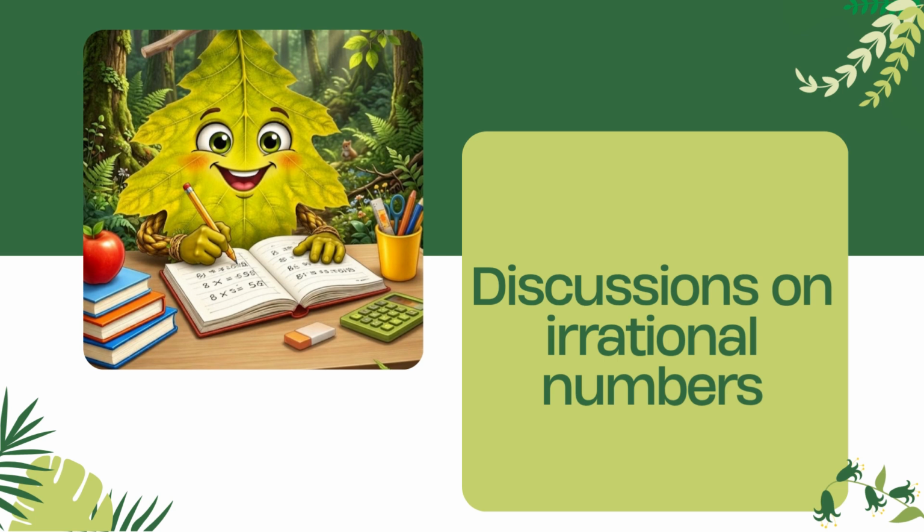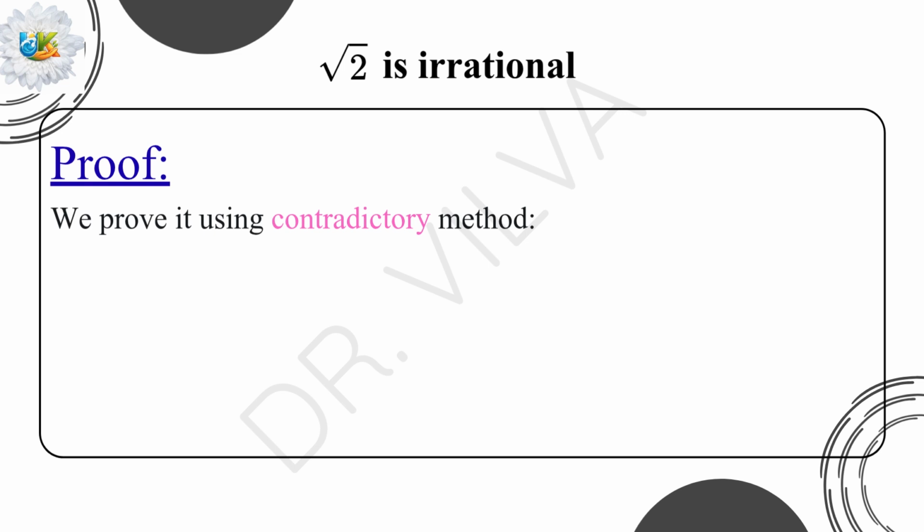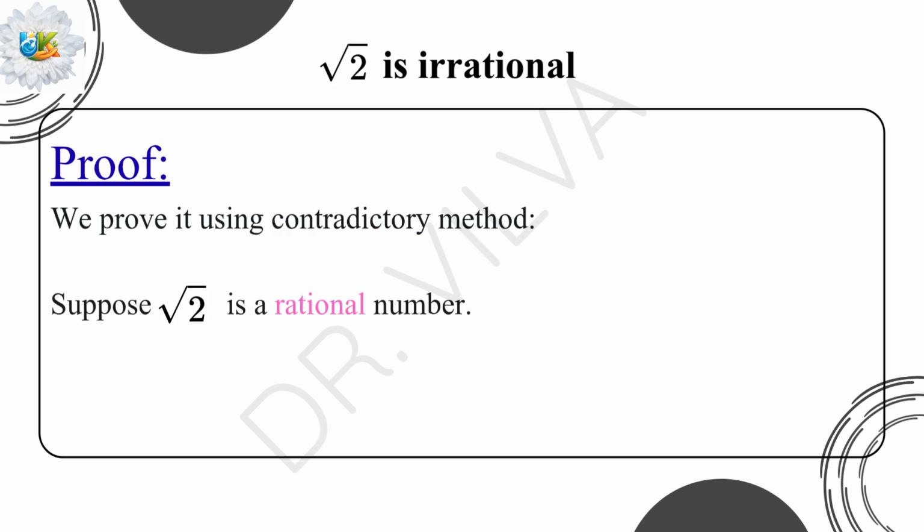But how do we actually prove it? Let us prove that the square root of 2 is an irrational number. To do this, we will use a powerful logical tool called the method of contradiction. This means we will start by assuming the opposite is true and then show why that assumption leads to an impossible result. First, let us assume that square root of 2 is a rational number.